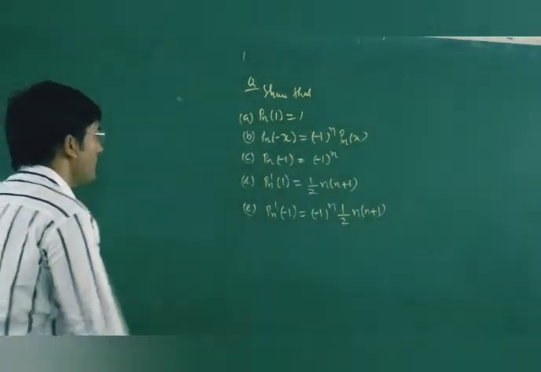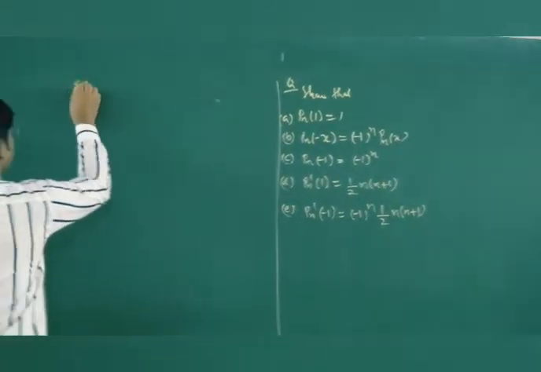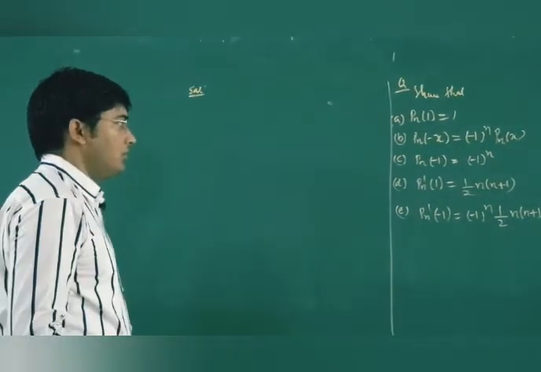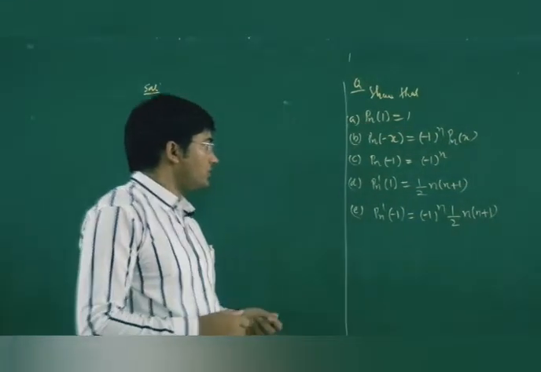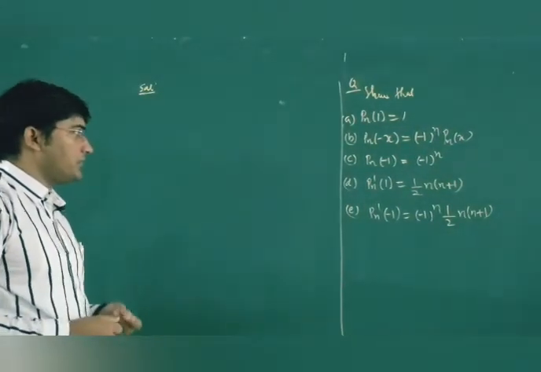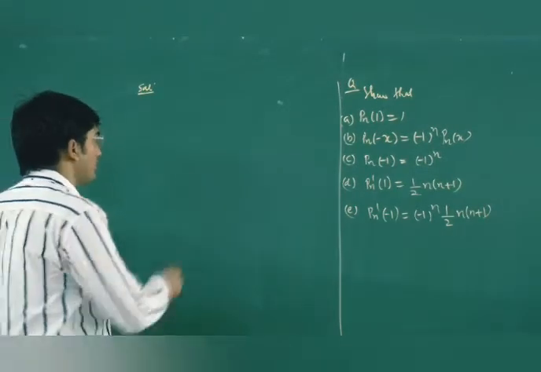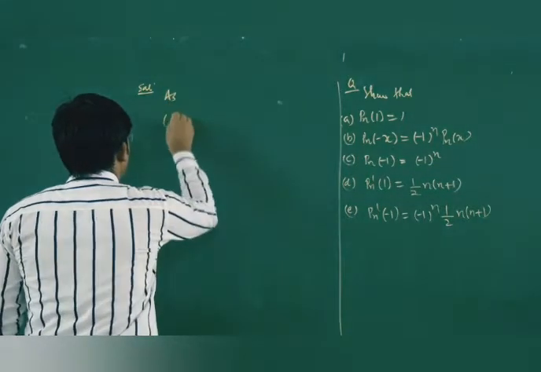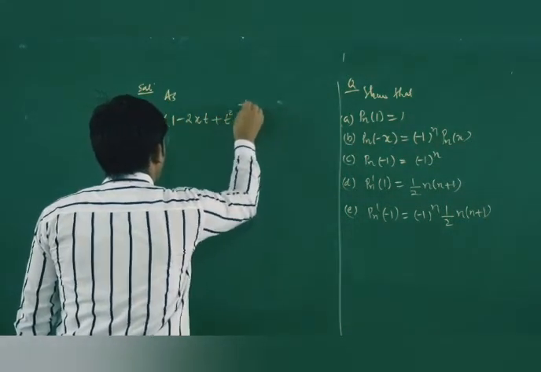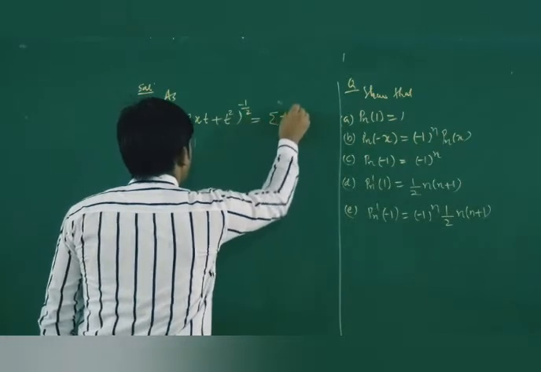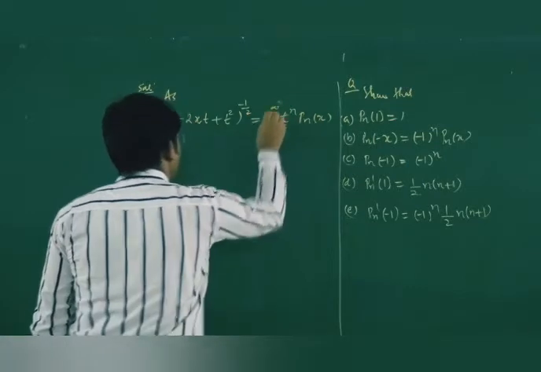Solution: now I will prove the first part, second part and third part with the help of the generating function of the Legendre polynomial. (1 - 2xt + t^2)^(-1/2) is equal to the sum of t^n Pn(x), where n is from 0 to infinity.